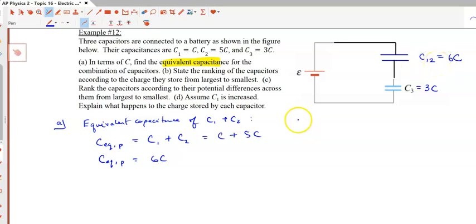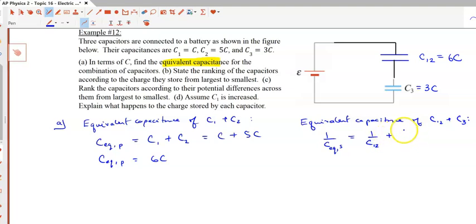So now what we're going to do is find the equivalent capacitance of the whole circuit, right? So we have C1,2 and C3. These are in series. So the capacitance formula in series is 1 over C equivalent equals 1 over C1,2 in this case, and 1 over C3. So we put that in here.